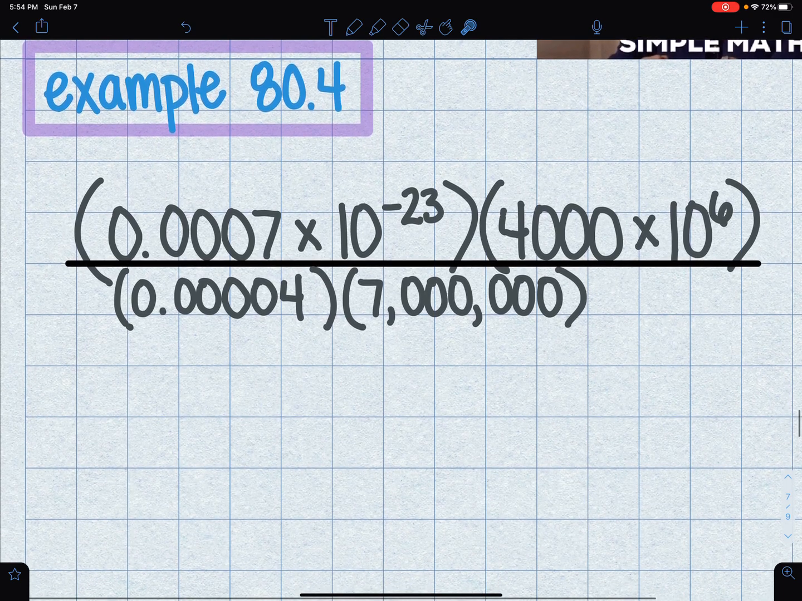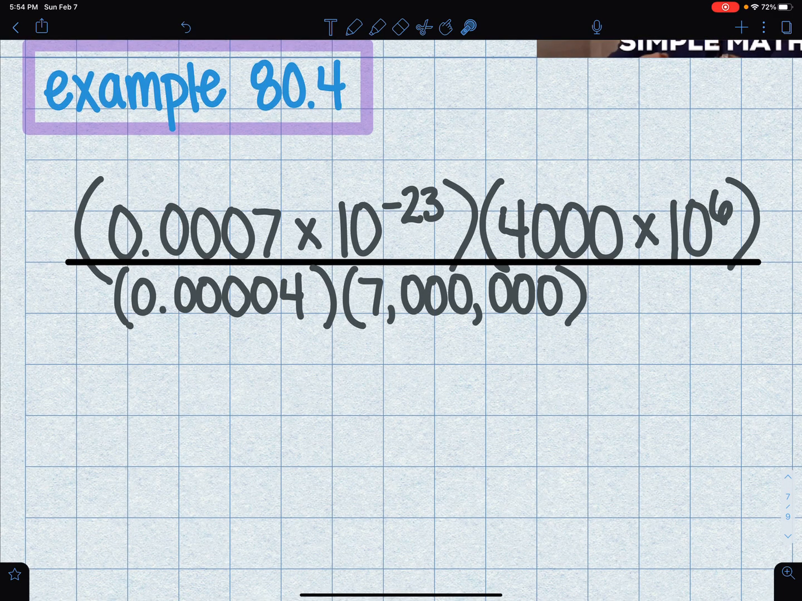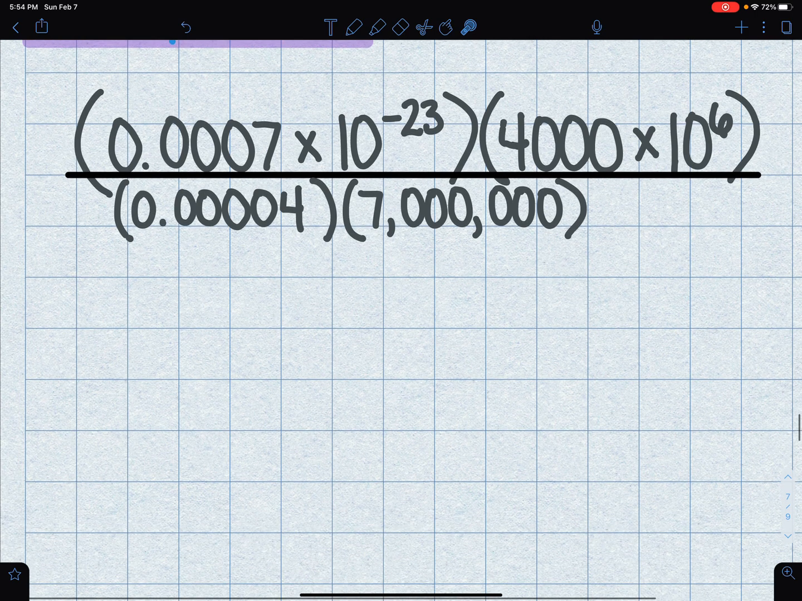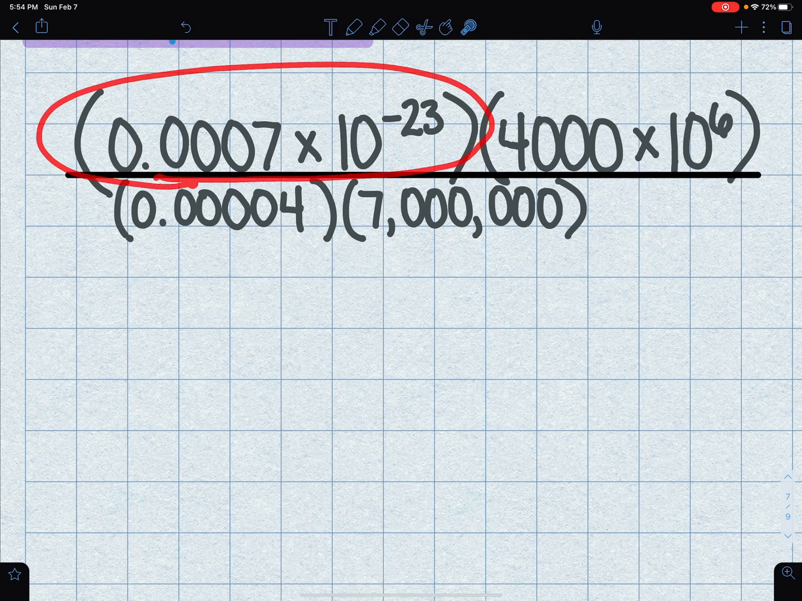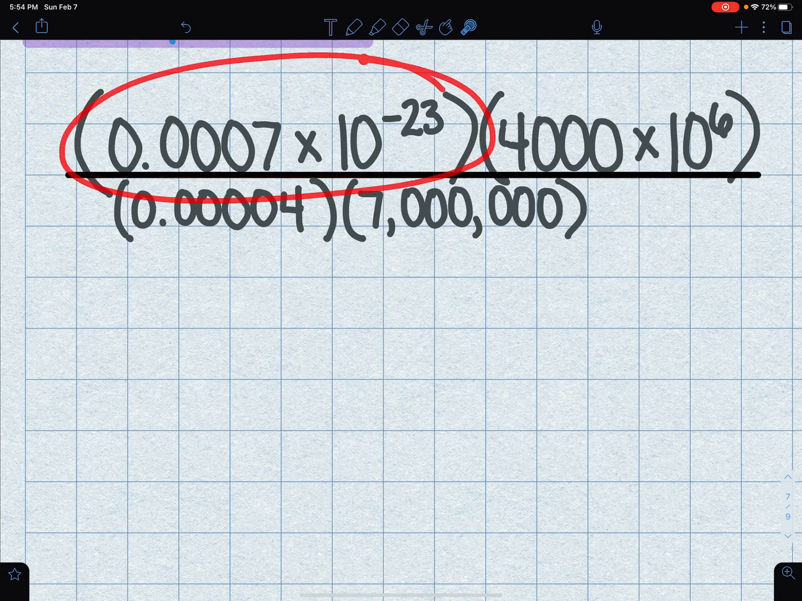Oh boy, it does get more complex though. Let's do example 80.4, which says to simplify this complicated thing. This is a monster. This one's a monster, I'm not going to lie. But we can handle this monster one step at a time. We are going to tackle everything and put it in scientific notation. Let's start with this one.